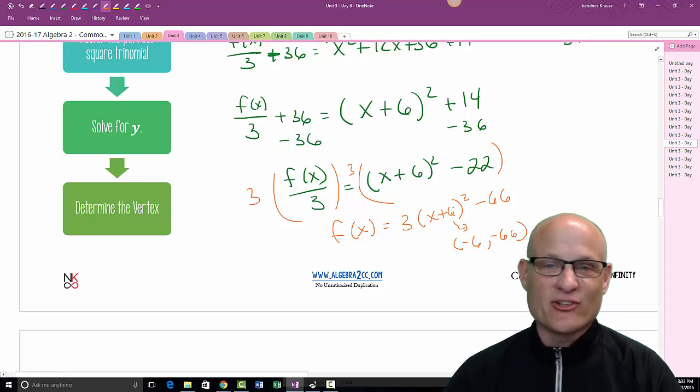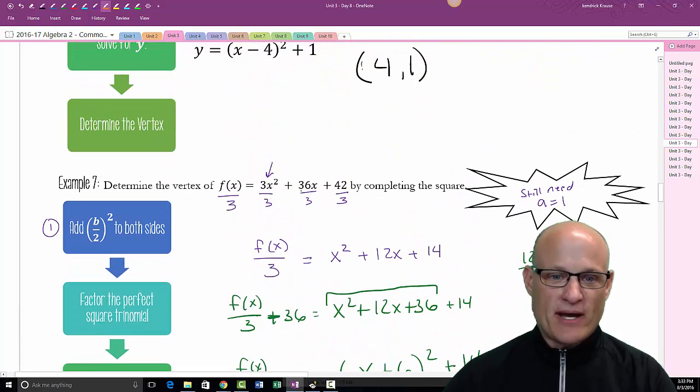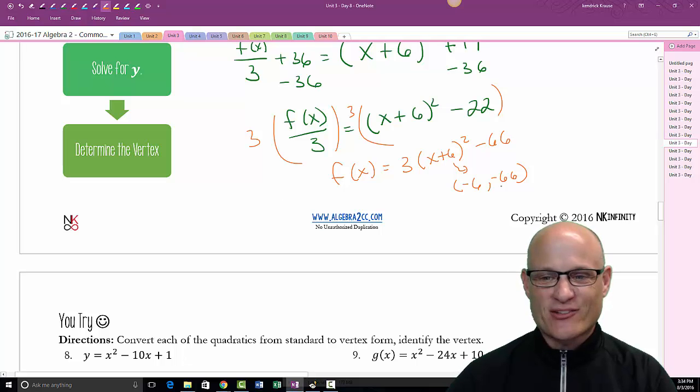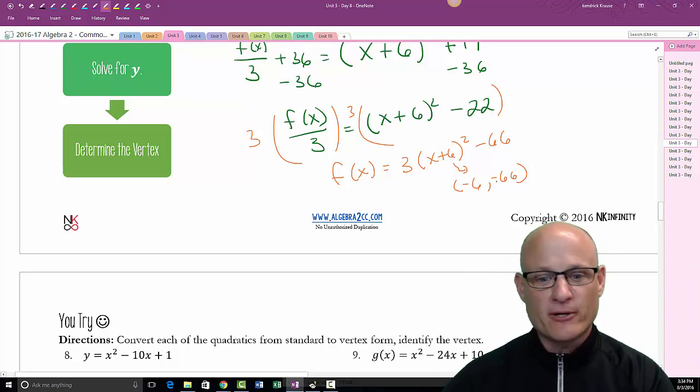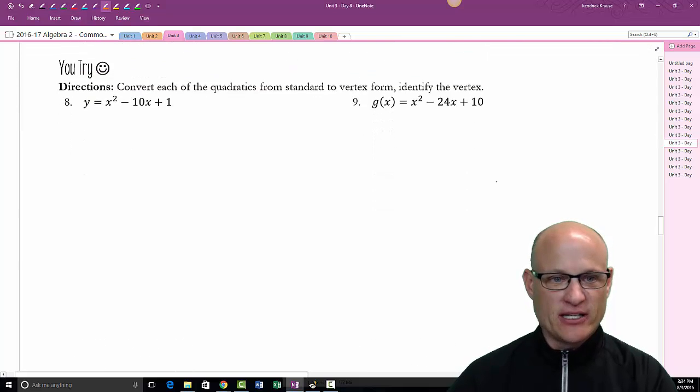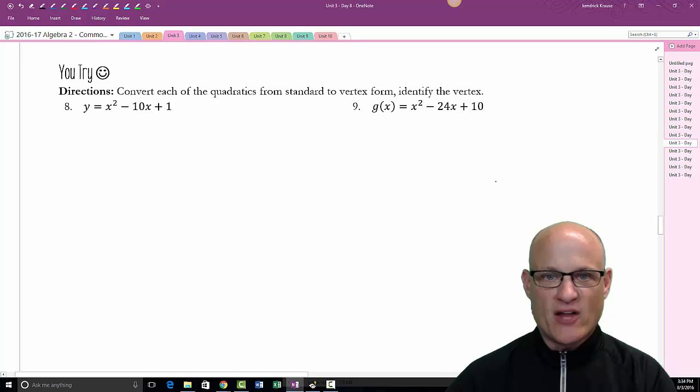So this has a dilation of 3. Well, we knew that because we go back to the original. The original had a dilation of 3. The vertex is -6, -66. It's opening upwards. There we go. All right, so they're not really going to get that crazy funky. I really want to be able to just do it in a simple manner.